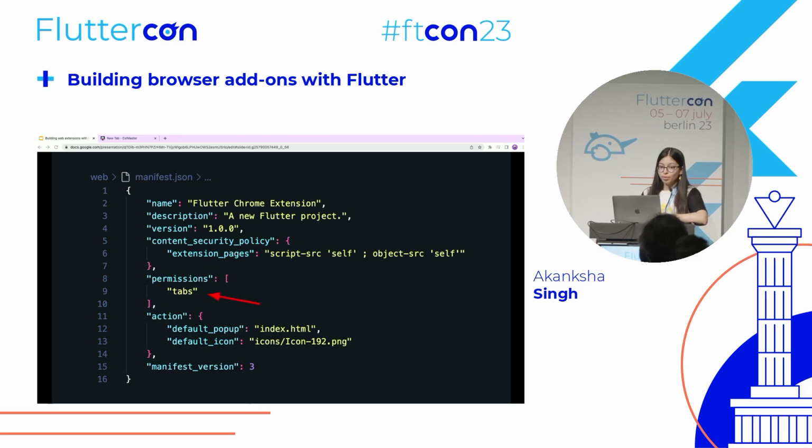The next thing is permissions. Here we define the permissions that are needed by our Chrome extension. For the example that I'll be showing today, we need tabs and activeTab permission. So here you can just mention all the permissions that are needed. The next thing is the default pop-up. The default pop-up property defines which HTML file is going to open when the user clicks on the icon. This will be the index.html that I showed earlier. So it just loads our Flutter app.